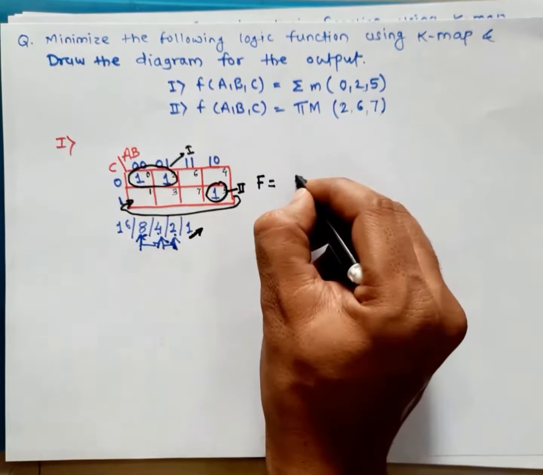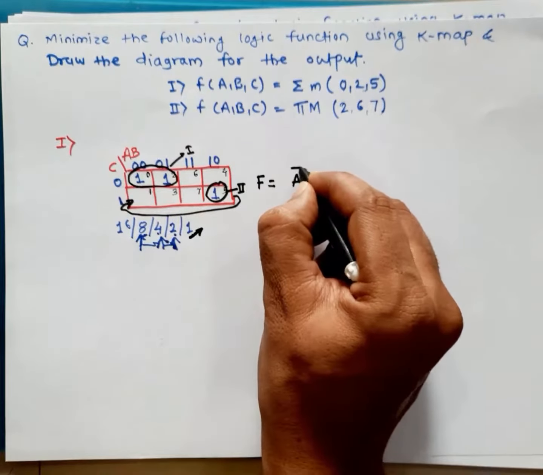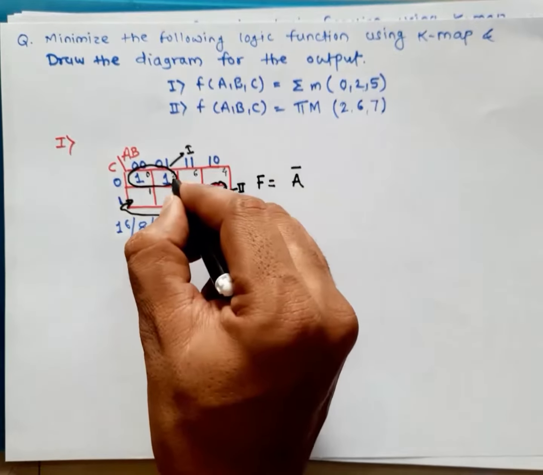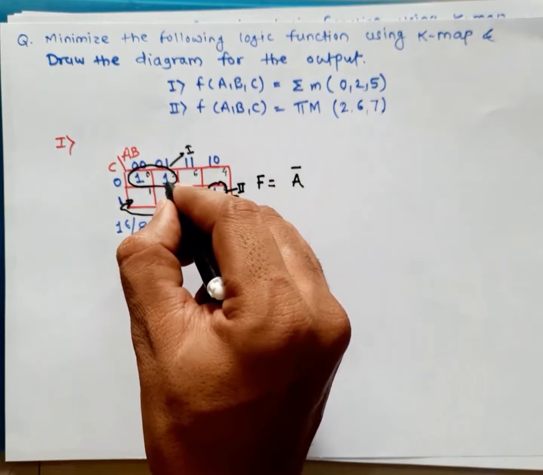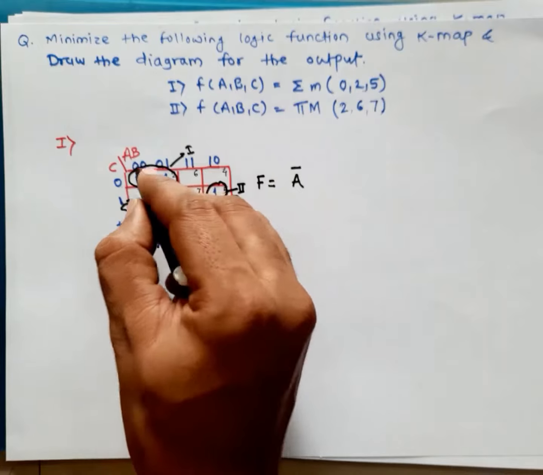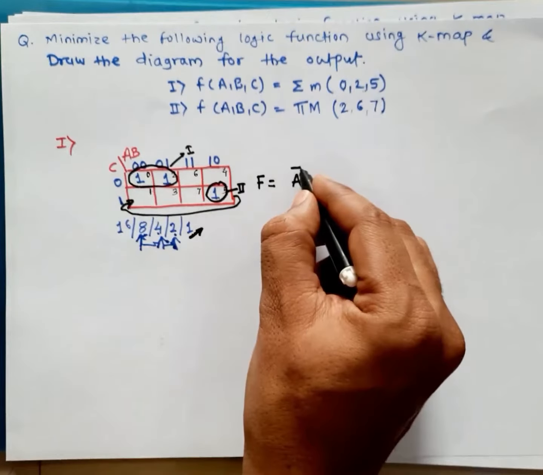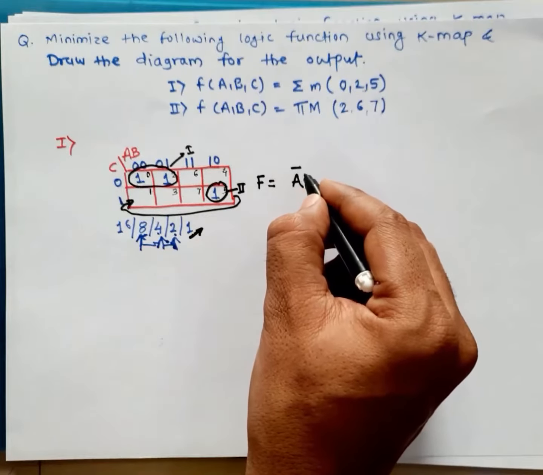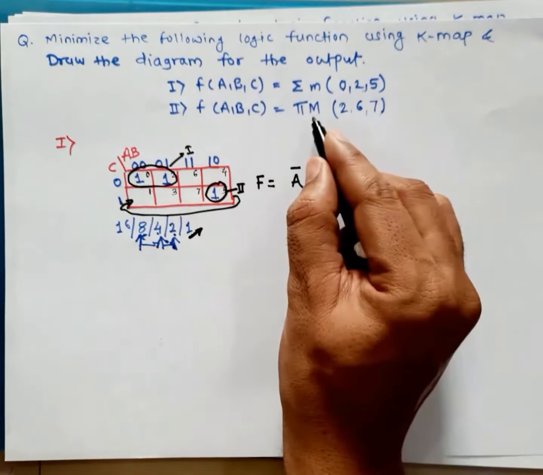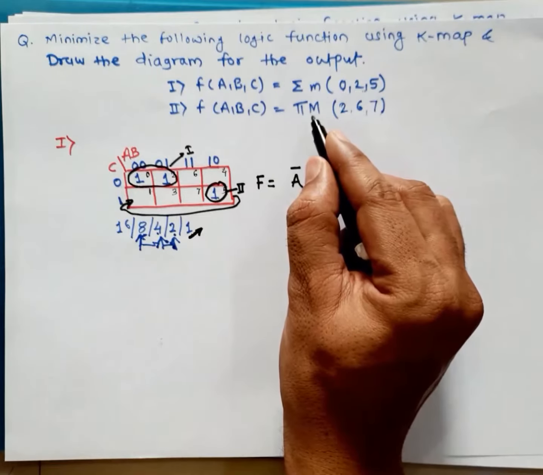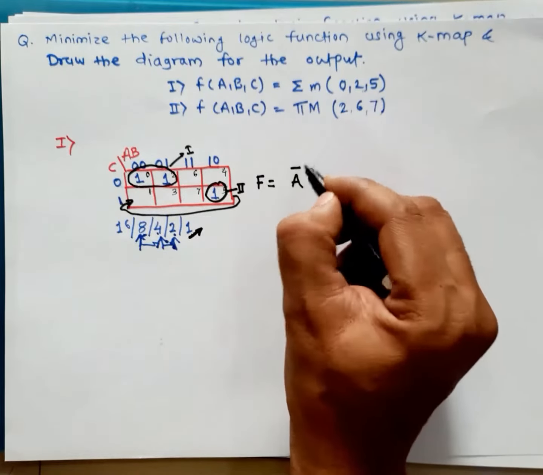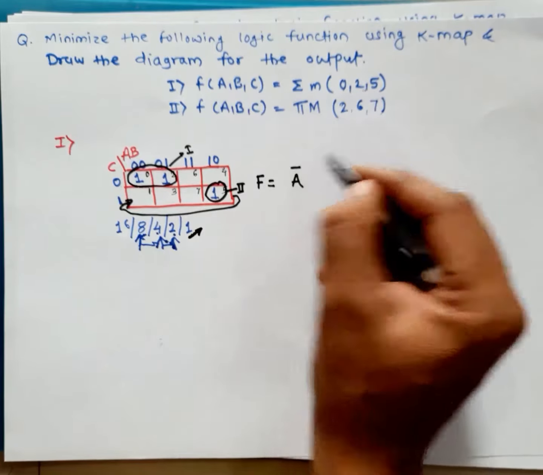So we have A bar, because this is SOP form. In SOP form, if the variable value is 0, then we write the bar, the negation. In POS form, if the value of the variable is 1, then we write the bar.